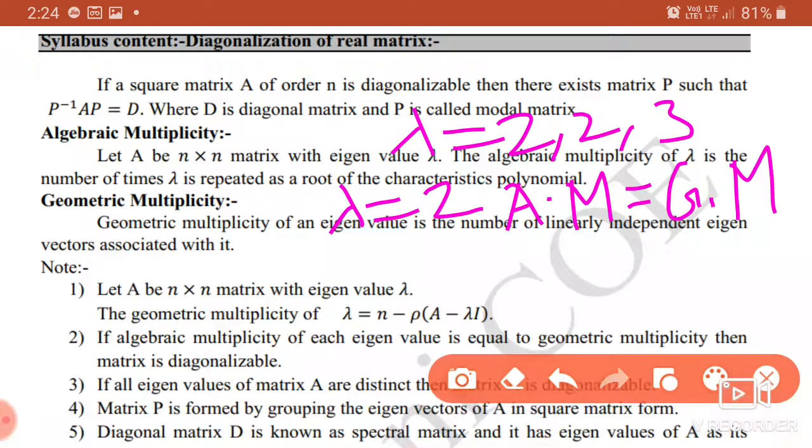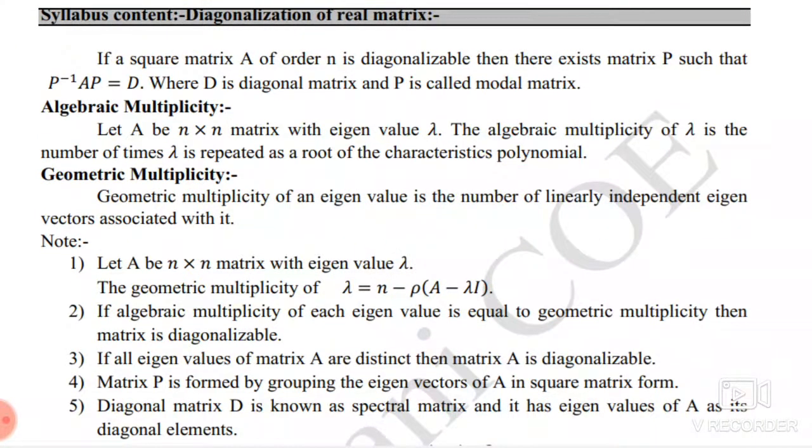Similarly, if all eigenvalues of matrix A are distinct, meaning if we have lambda values 1, 2, 3 or minus 2, 3, 4, then if all values are distinct, the matrix is always diagonalizable. At that time, there is no need to find its algebraic and geometric multiplicity. Directly you can say the matrix is diagonalizable.